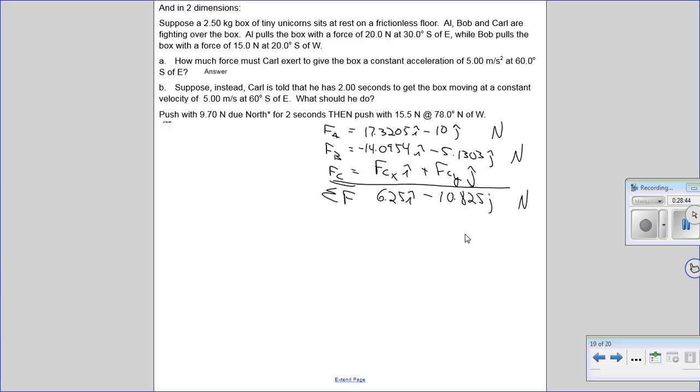Okay? So to answer this, it's sort of 2 problems in one, right? Because the first thing is, what does he have to do to get it to accelerate from rest up to this rate in 2 seconds, right? And then the second part is saying, then once he's accomplished that, what does he have to do to keep the velocity constant? Make sense? Okay, so we've still got the same force of A, the same force of B. Our net force is going to be different.